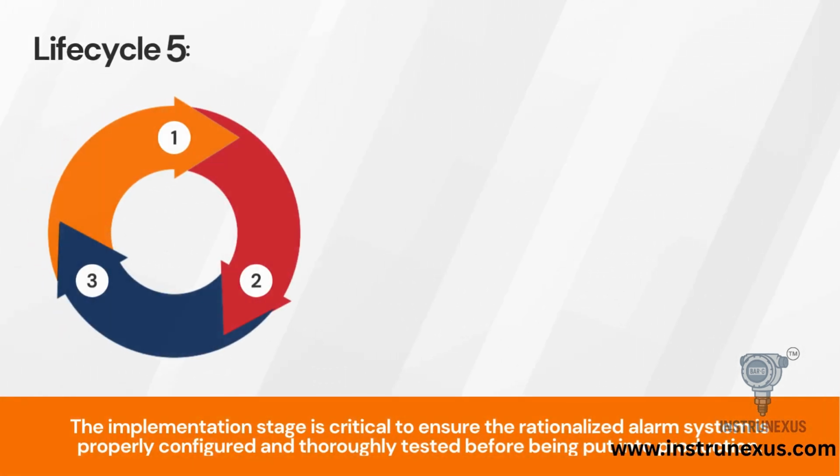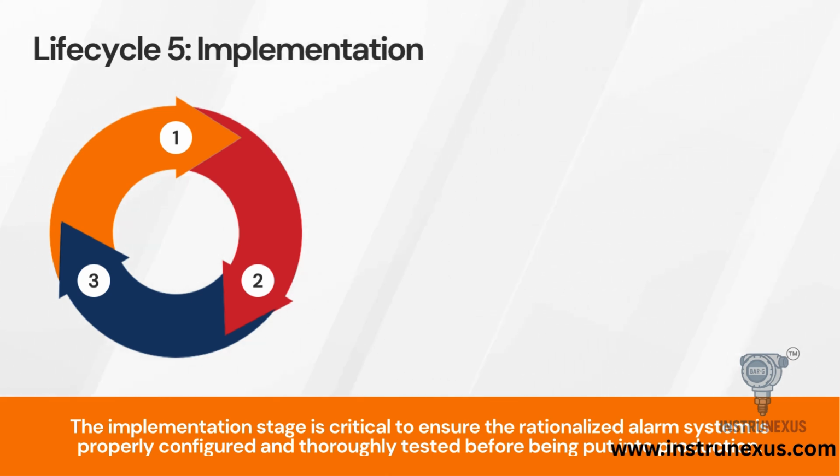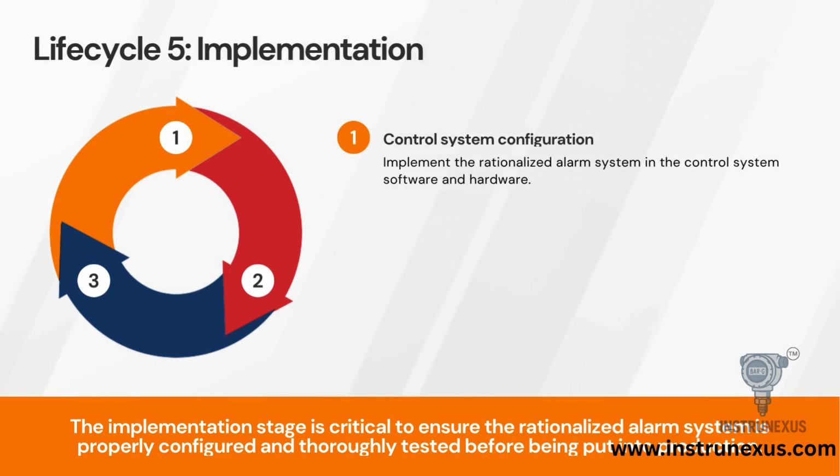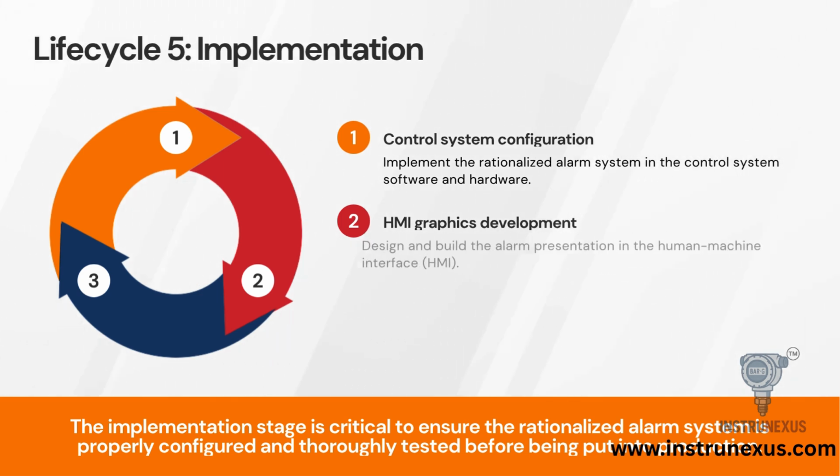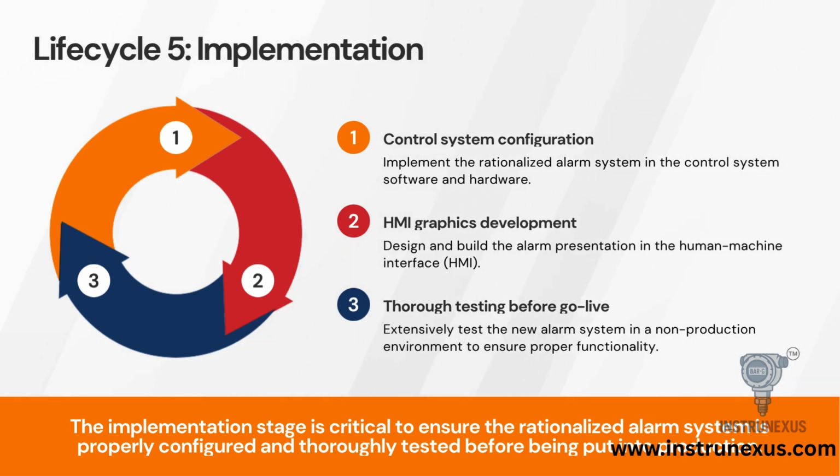Stage 5 is implementation. This is where we take the paperwork from the rationalization and design phases and put it into the real world. This involves the physical control system configuration and building the actual HMI graphics. A vital part of this stage is testing. You must thoroughly test the new alarm configurations in a non-production environment before going live. We need to ensure the logic works as intended and that the graphics display correctly. This stage is the bridge between the theoretical design and the operational reality of the control room.